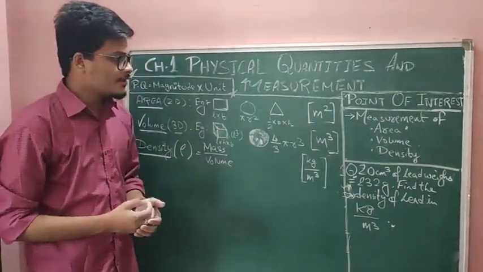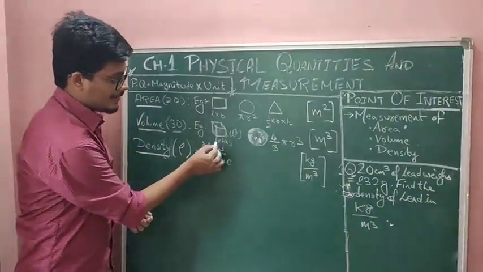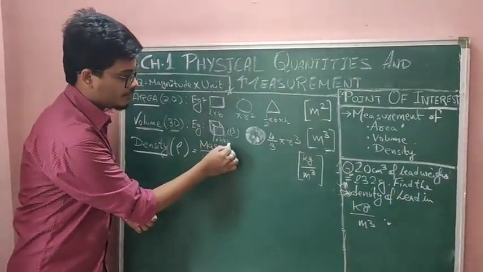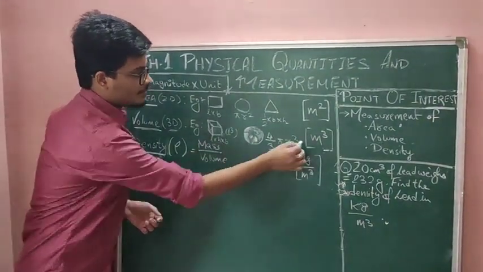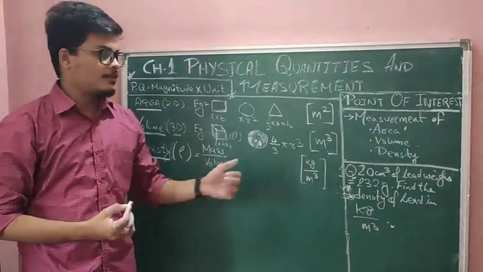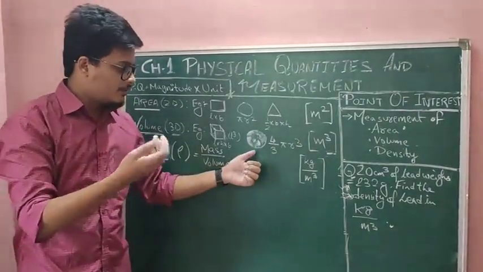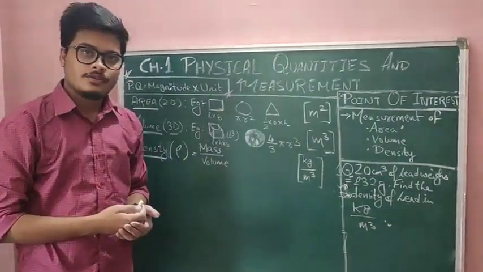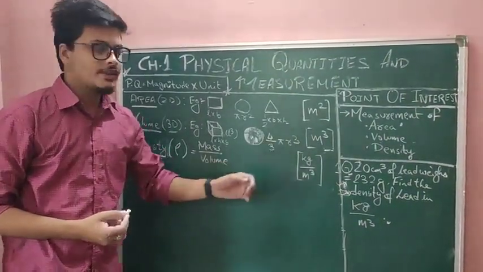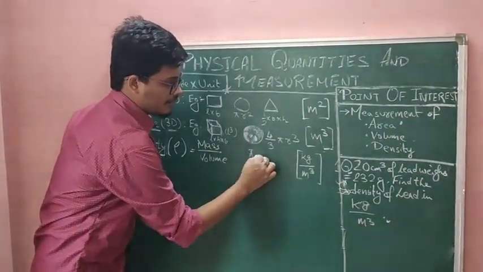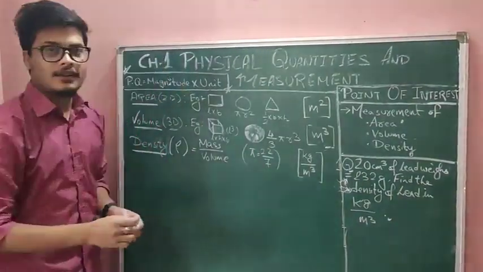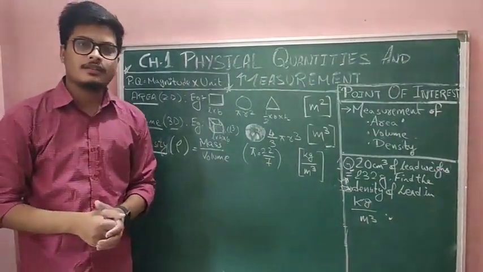And the unit of volume is meter cube. How? Length we measure in meter, height we measure in meter, breadth also we measure in meter. So meter into meter into meter is your meter cube. Understood? Next is sphere. You can measure the volume of the sphere also. That is 4 by 3 pi r cube. You will take the value of pi as 22 by 7. This is a constant value of pi.